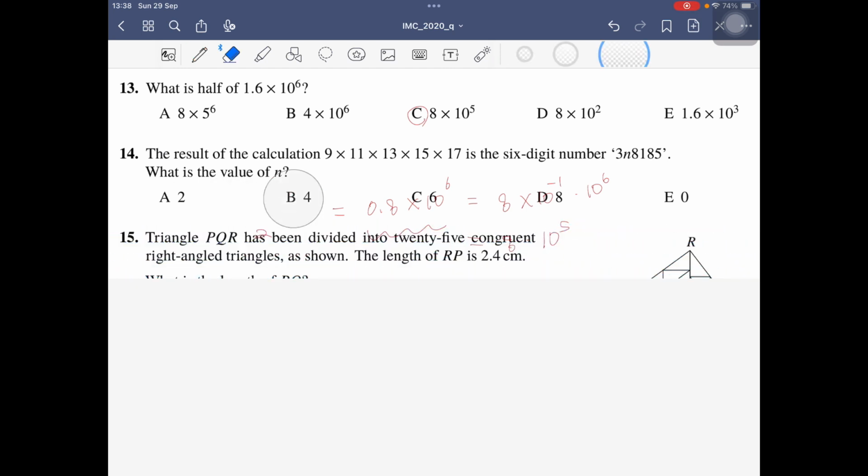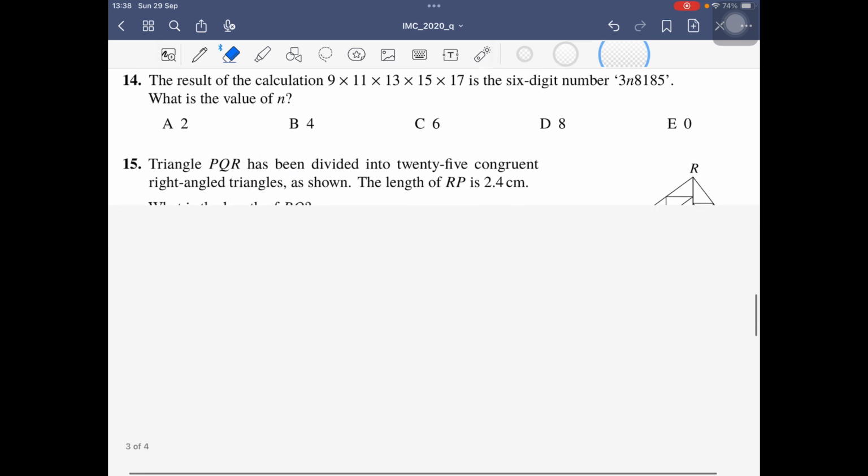The result calculation. In this case, if you calculate all of them together, you may find the result, but no need to do that. We have very limited time.